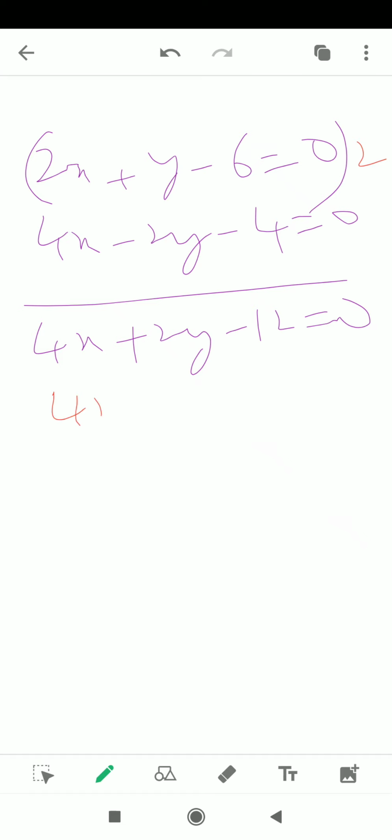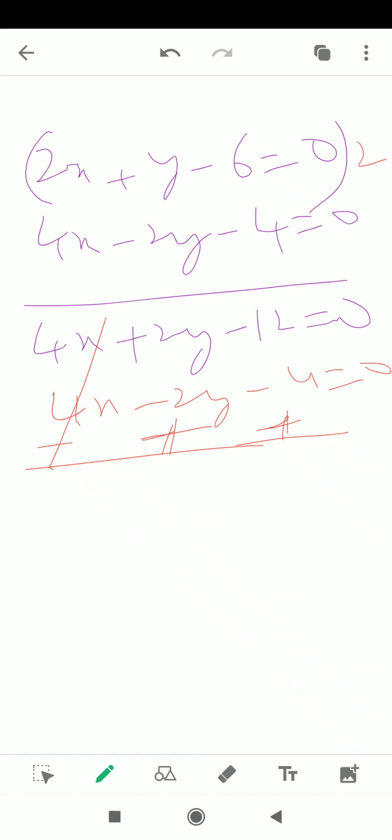So it is 4x minus 2y as it is. This is minus, this is plus, and this is plus, right? Now this will get cancelled. Plus 2y and plus 2y is 4y, and minus 12 and plus 4 is minus 8. When I take the 4 to the other side, y will be 2. So y is 2.